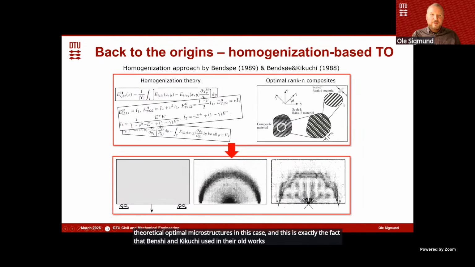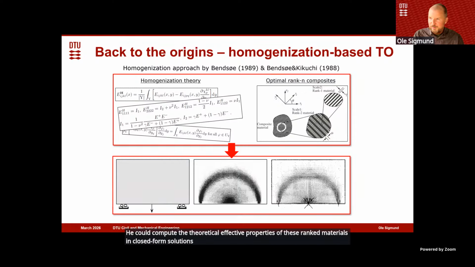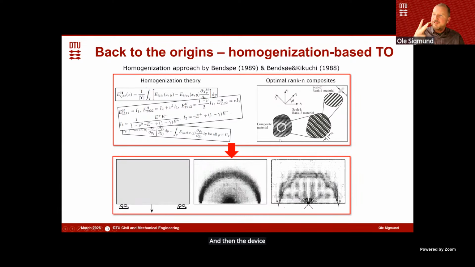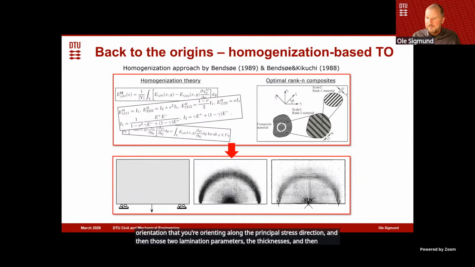And so they computed for these ranked materials. That was actually in Martin's paper, this one. He could compute the theoretical effective properties of these ranked materials in closed form solutions. So very beautiful mathematics. And then they devised this algorithm where you have 3 variables: the optimal orientation, that you're orienting along the principal stress direction, and then those 2 lamination parameters, the thicknesses, and then they got these pictures.